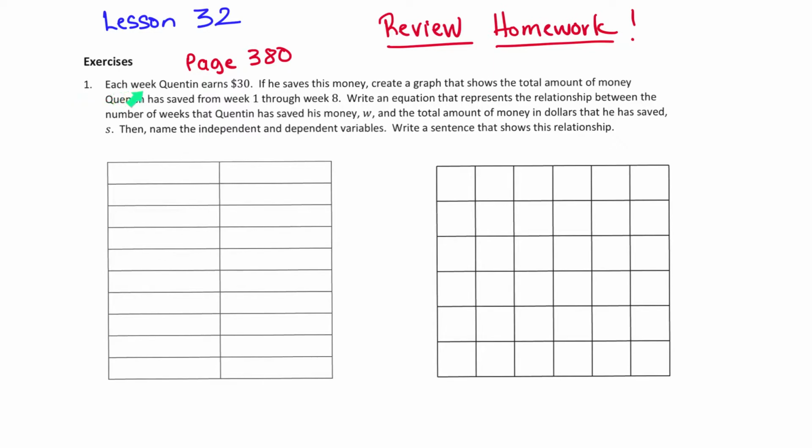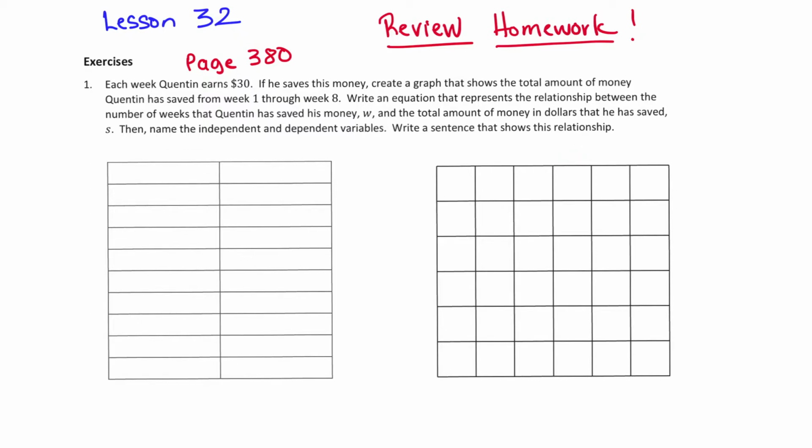Let's read it. Each week, Quentin earns $30. If he saves this money, create a graph that shows the total amount of money Quentin has saved from week 1 through week 8. Write an equation that represents the relationship between the number of weeks that Quentin has saved his money, W, and the total amount of money in dollars that he has saved, S. Then name the independent and dependent variables. Write a sentence that shows this relationship.